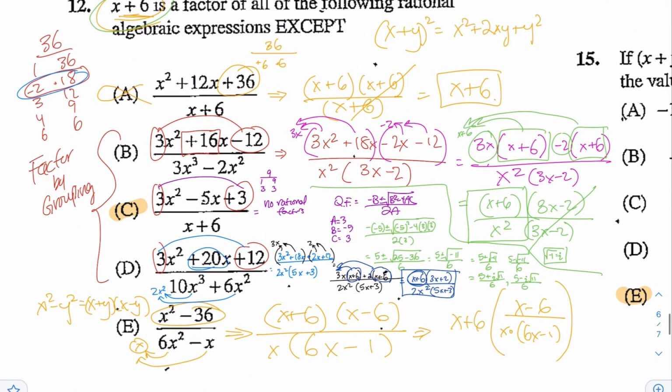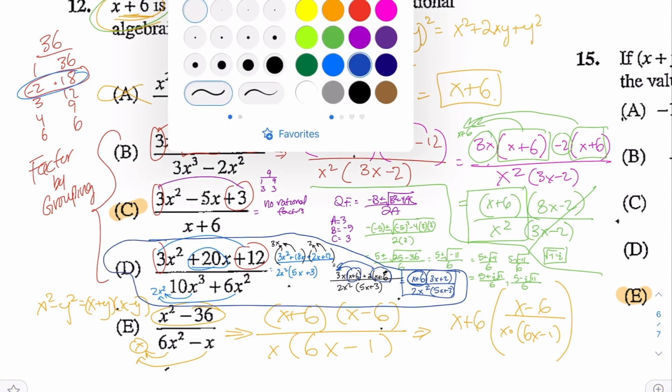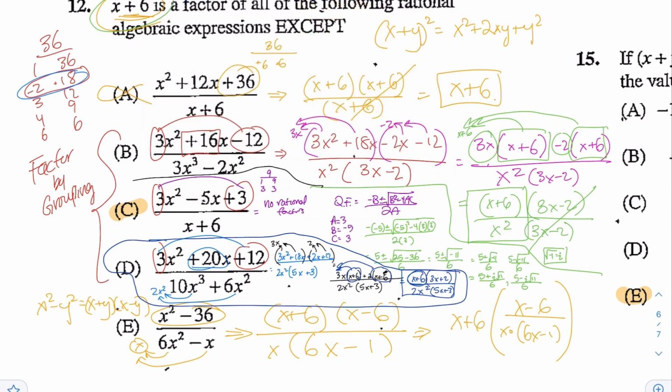So here's the summary for number 12. Again, it got a little messy because you have to do a lot of factoring by grouping. And this is for choice C. Choice C you can't solve, so that's why you have these imaginary roots.